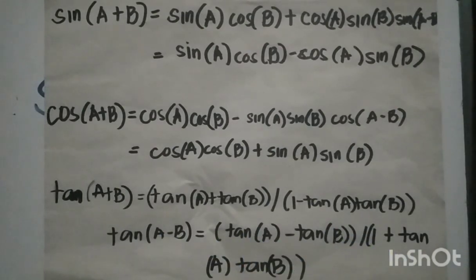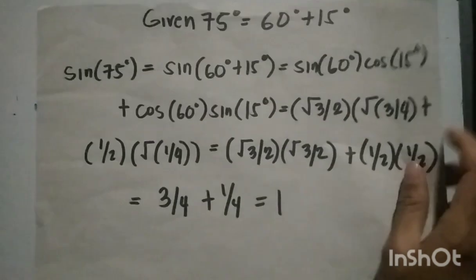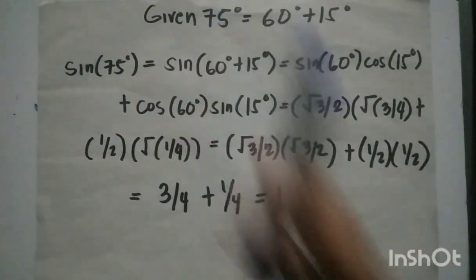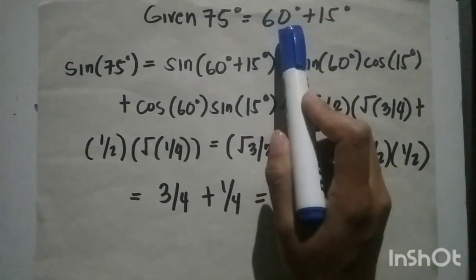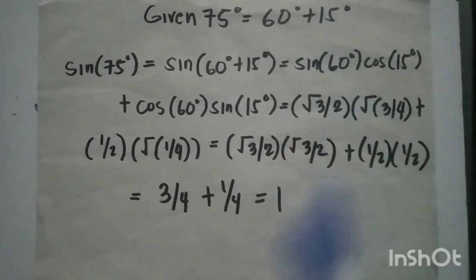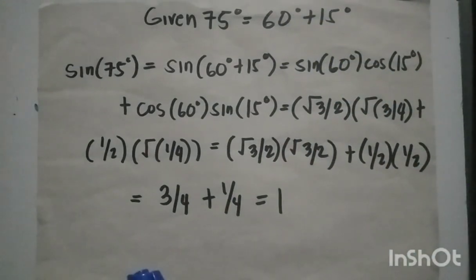Now let's apply the sum and difference identity to solve the sine and cosine of 75 degrees. So we have here the given 75 degrees, which is equal to 60 degrees plus 15 degrees. So the first step is we need to calculate the sine of 75 degrees.